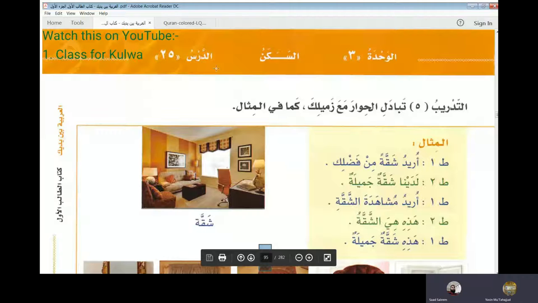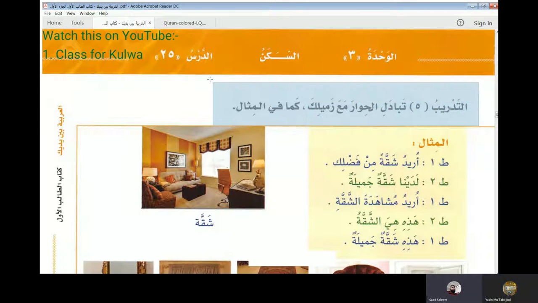Page number 95 on the PDF, 25th lesson. Al-Tadrib al-Khamis. Read this.